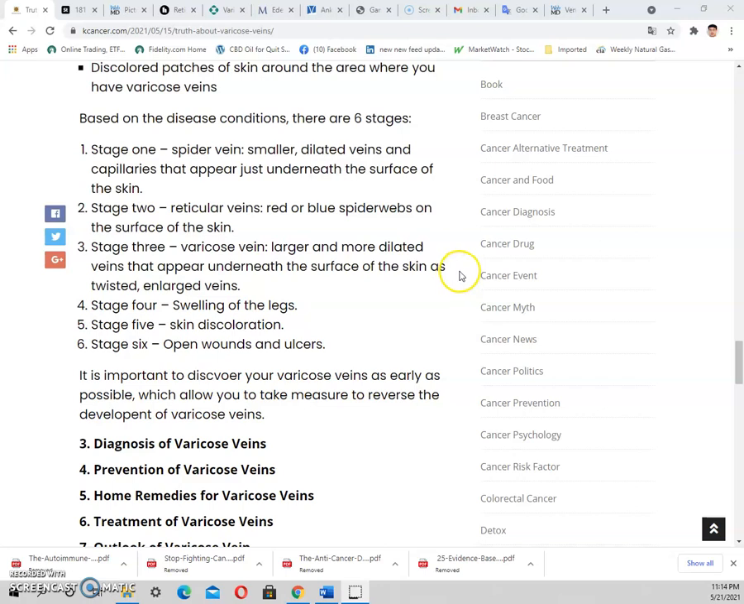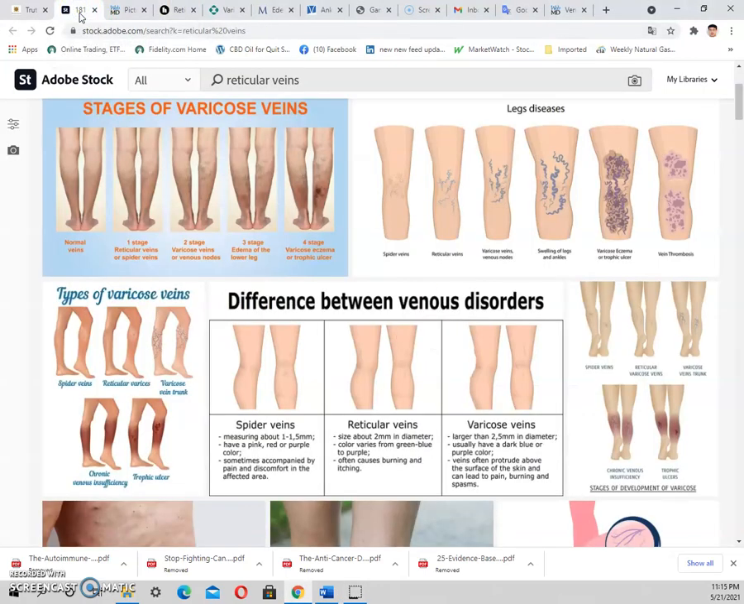This stage then develops into stage 5 and causes pathological change. You're going to have skin discoloration, a color change of the skin, and if you still don't take action, you can reach the final stage. You have open wounds and ulcers in the leg. Here we're going to see some pictures of these different stages of varicose veins to see the signs.